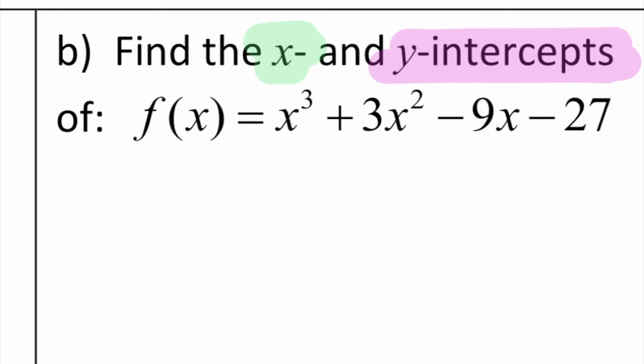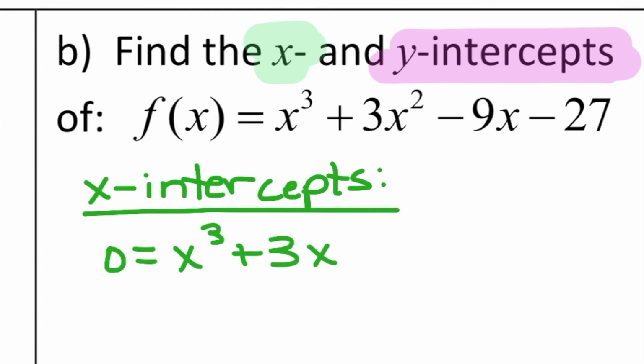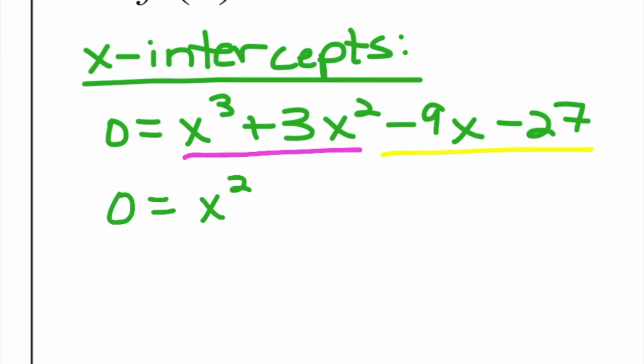I'm going to change colors just a little bit here. To find the x-intercepts, I'm going to change the f of x to 0. I'm going to copy the rest of the function as it is. And then remember that grouping says to look at 2 terms at a time. And so I'm going to take out a GCF. Here is x squared times x plus 3.